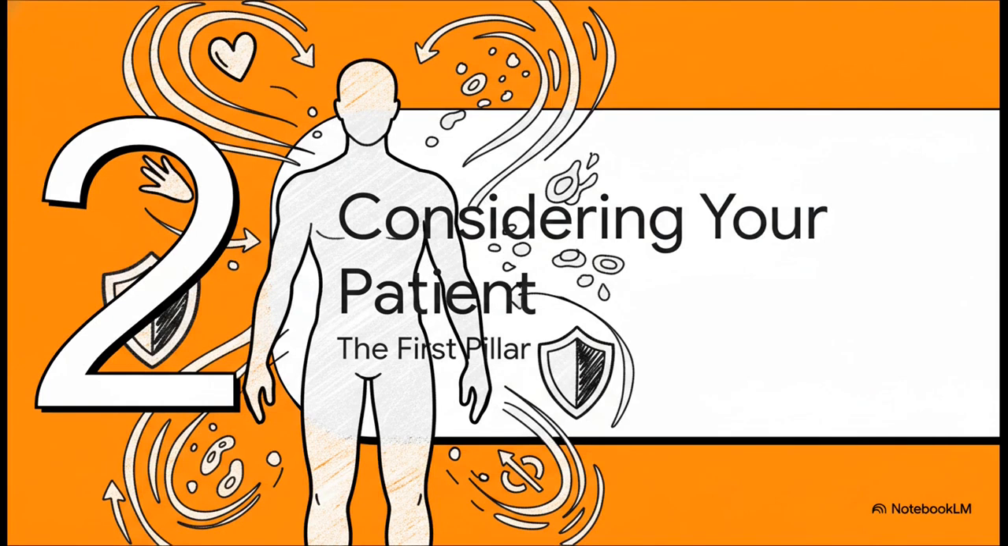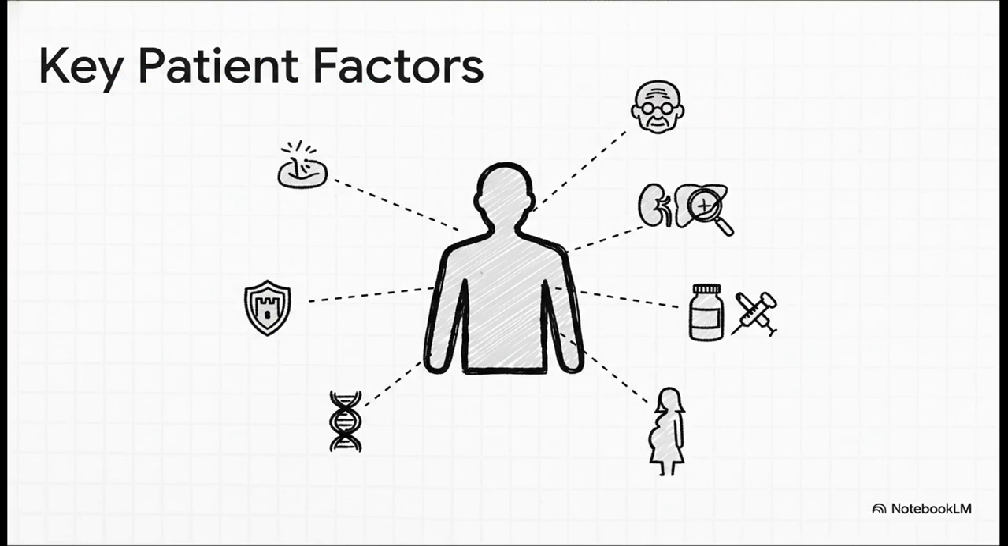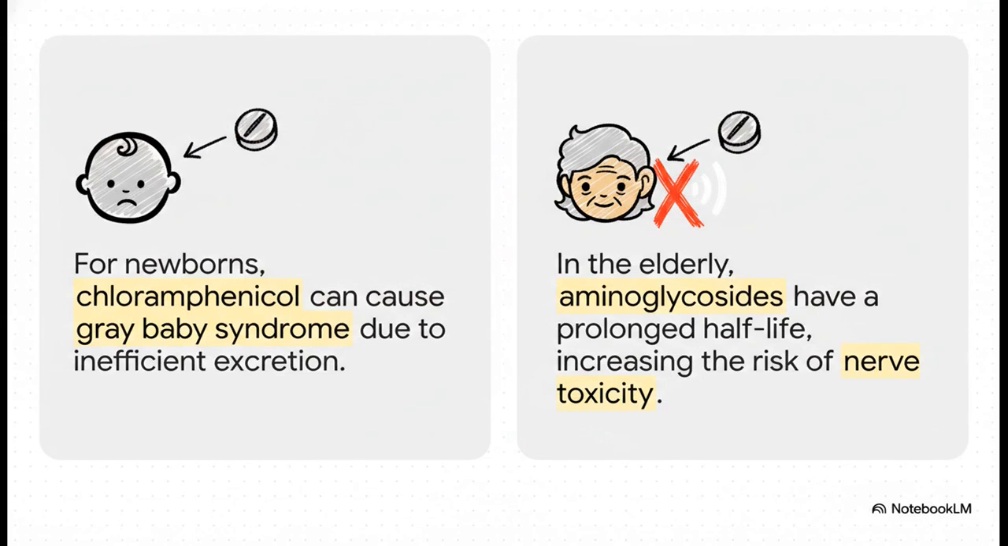You have to remember, you are not treating a disease, you are treating a person. And that person's unique physiology is always your starting point. Look at this list. You must always consider these factors: age, kidney function, liver function, any allergies, even their genetics. Why? Because a drug that is a cure for one patient can literally be a poison for another. It's that serious.